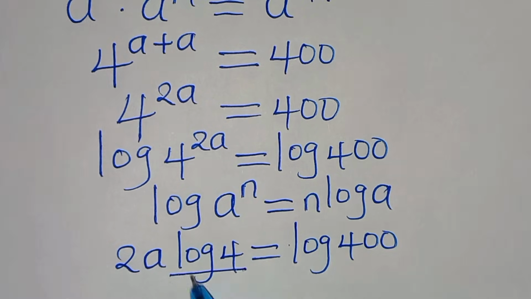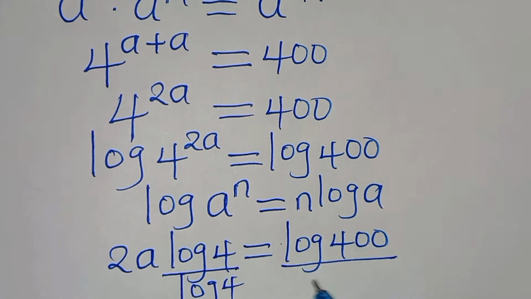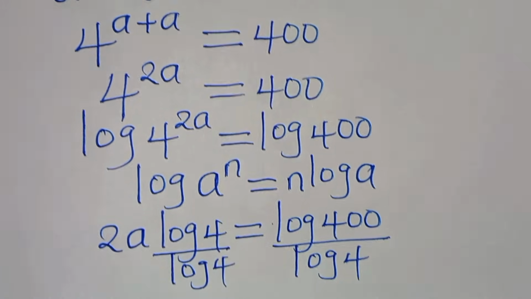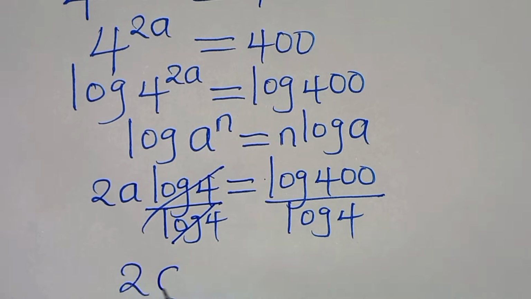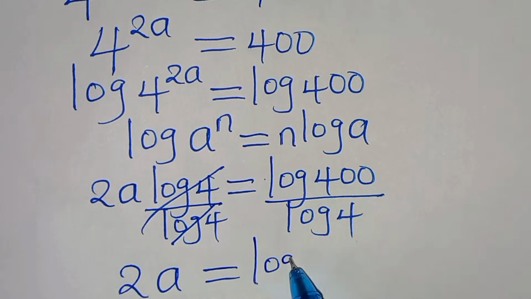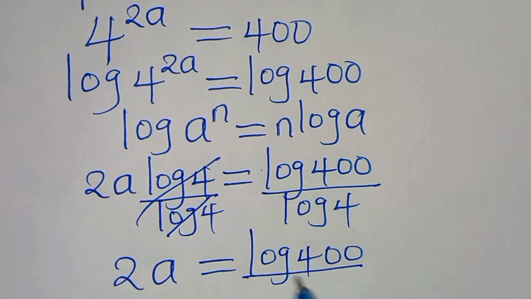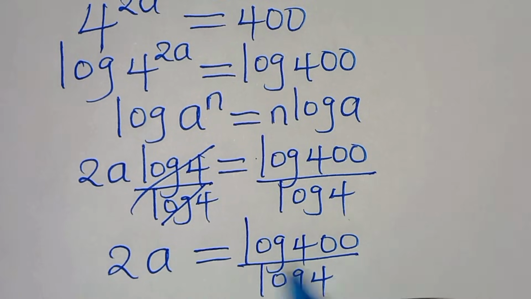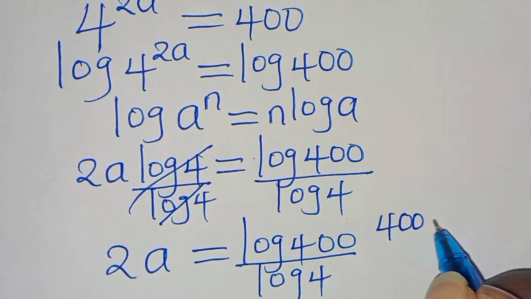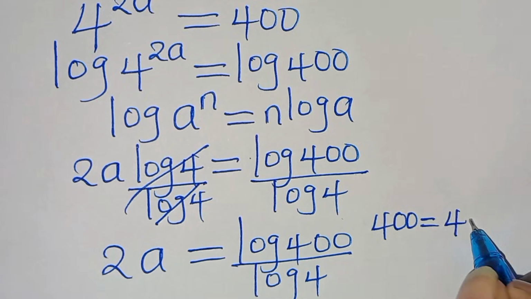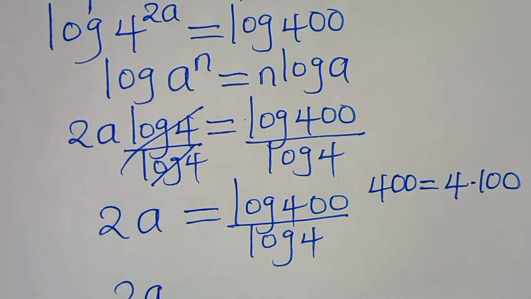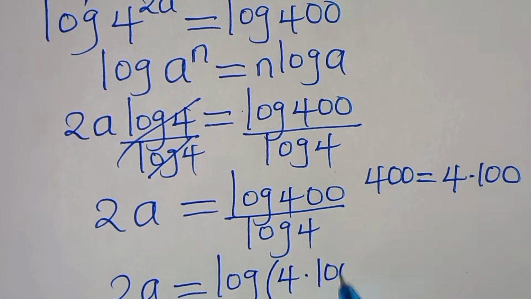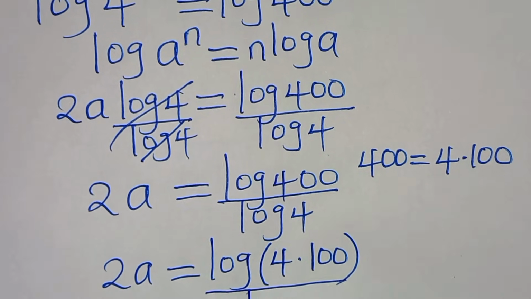So let's divide both sides by log 4. Also here we have log 4. So let's simplify log 4 and log 4 here so that we have 2a. This is equal to log 400 divided by log 4. The next step is that we can express 400. This is the same thing as 4 multiplied by 100. And this implies we have 2a. This is equal to log 4 multiplied by 100 divided by log 4.